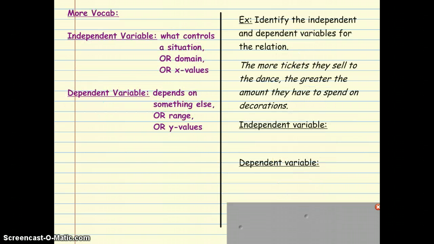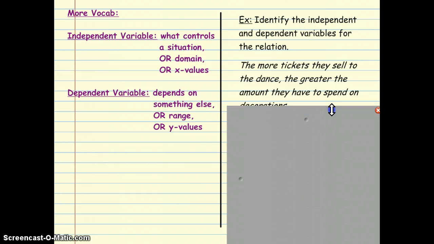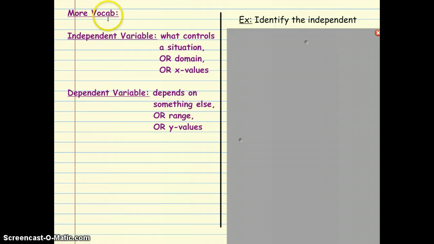Moving on, we have some more vocabulary. An independent variable is what controls a situation, or it's the domain, or it's the x values. Technically, these are both true at the same time, domain and the x values. It is all of these things. Our dependent variable is something that depends on something else, or it's the range, or the y values in a situation.